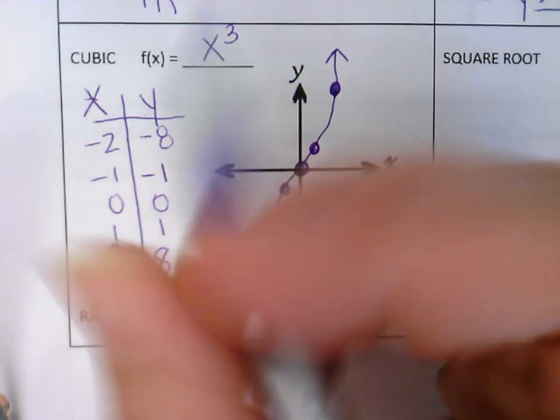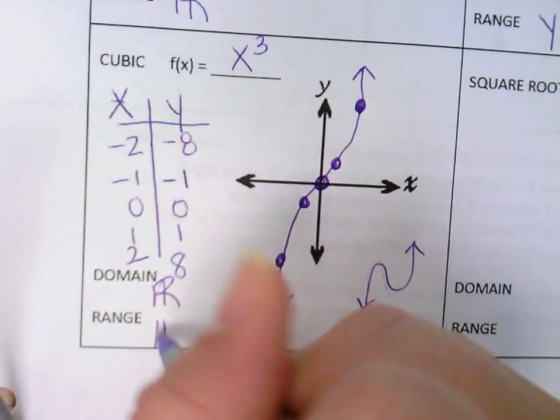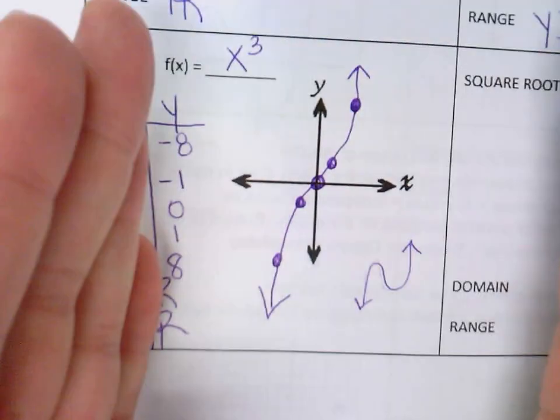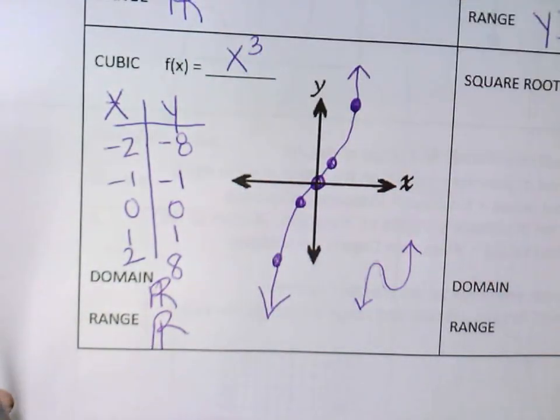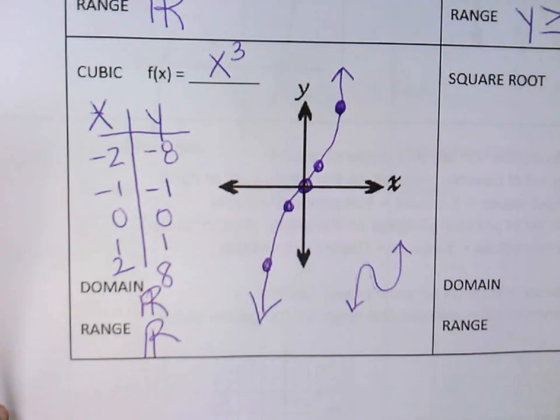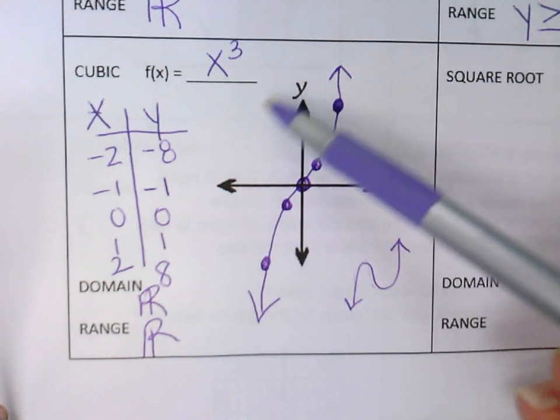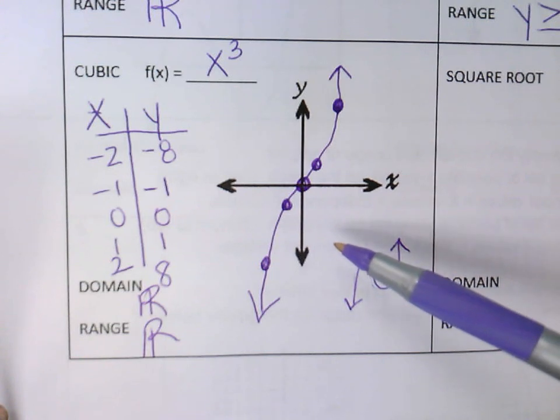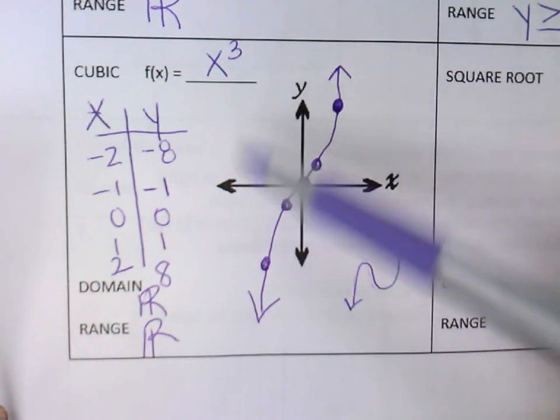They're both all real numbers. So I have no restriction on what I can plug in for x, and y keeps going up and down all the way. But that's probably a new function for you this year. I don't think you spent a lot of time on cubic functions. So just being able to take this parent function and shift it up, down, left, right, flip it over, that's kind of the idea of the transformation rules.